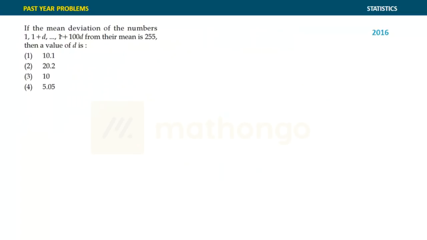Okay, now this question says that if the mean deviation of the numbers 1, 1 plus d, 1 plus 2d, until 1 plus 100d is 255, find the value of d. This appeared in the 2016 paper. So let's see how we solve this.